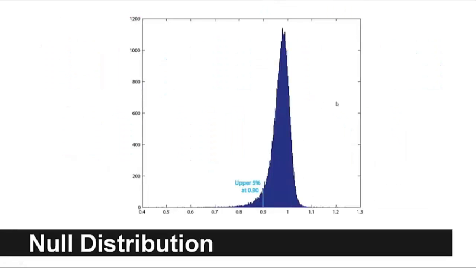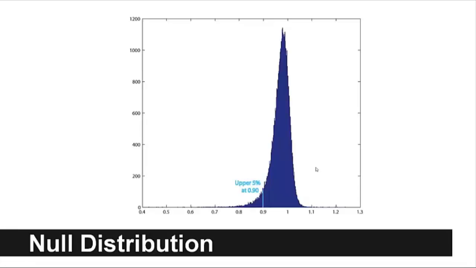Here's the histogram. This is basically the null distribution, and I just take the upper 5%, which is at 0.9. So this will be the cutoff. All the experiments that have an average cosine distance less than 0.9 will be the significant experiments, and all the experiments that have an average cosine distance larger than 0.9 will not be significant experiments.